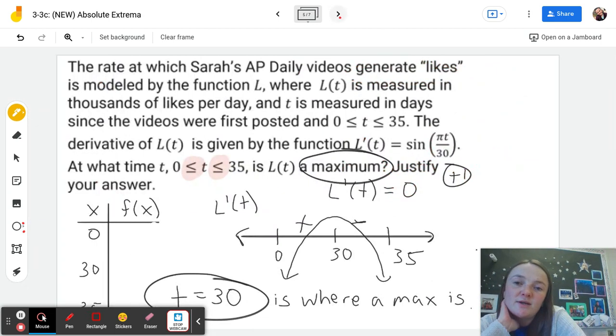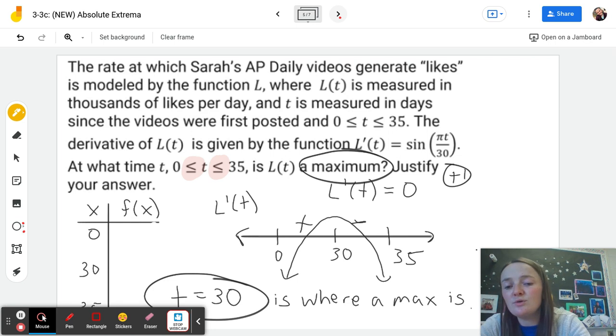All right, next one. It says the rate at which Sarah's AP daily videos generate likes is modeled by a function L, where L of t is measured in thousands of likes per day and t is measured in days since the videos were posted. And we know t is between 0 and 35. The derivative of L is given by this function. At what time between 0 and 35 is L of t a maximum?